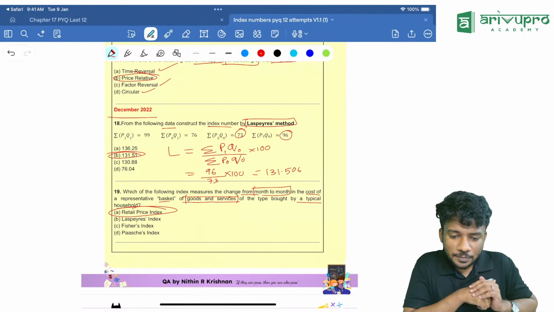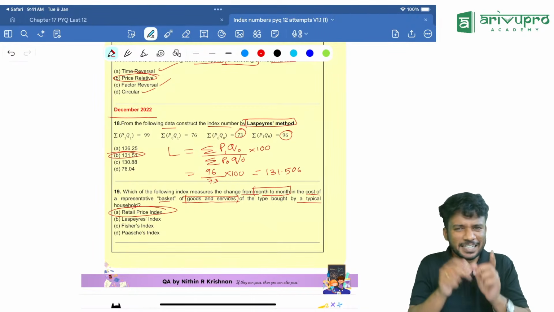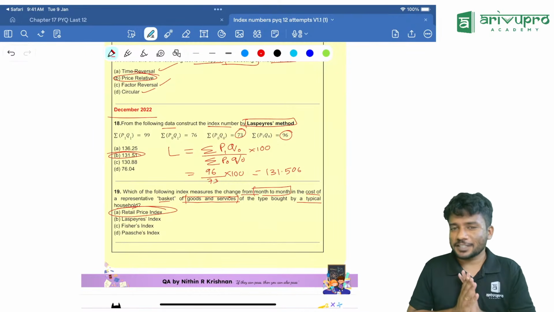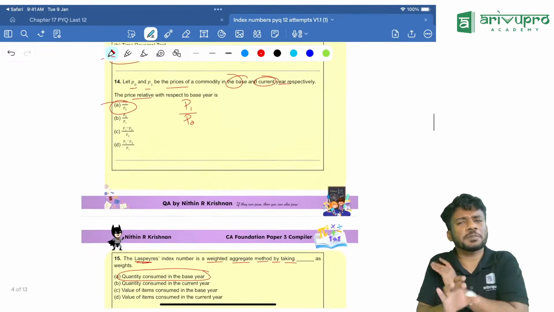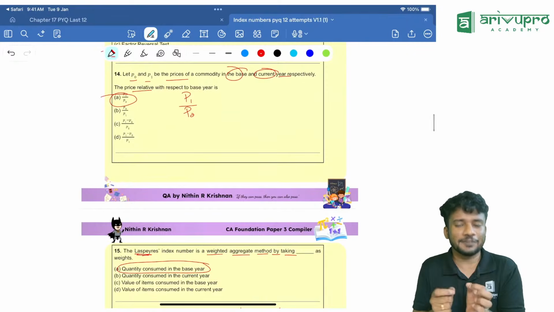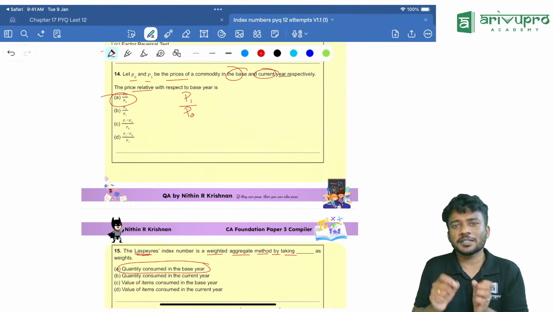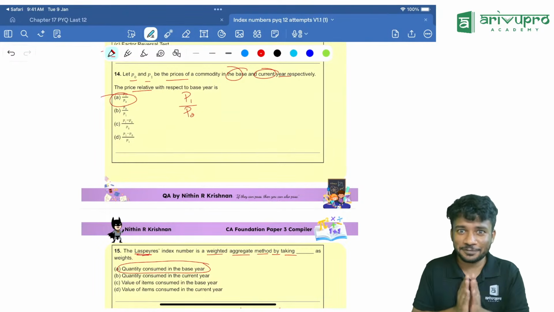Can you tell the answer for the September attempt question you'll have? Try once. If you are not getting it, because we have done the same type of question 2 times already, that's why I gave it as homework to you. Please do it. In the PDF, I'll mention it.